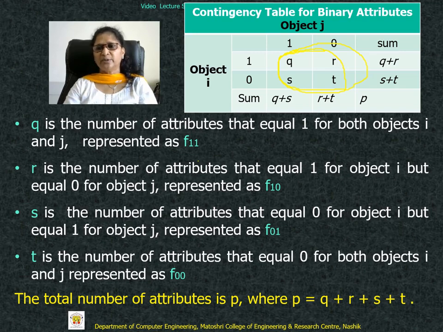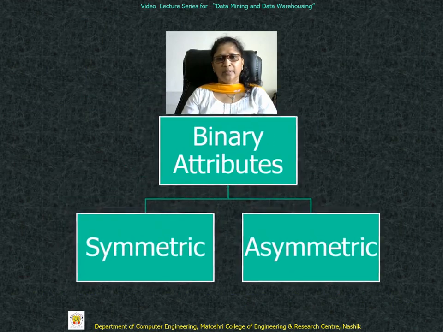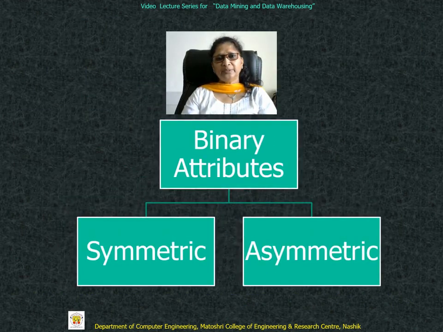Here P refers to the sum of all the four counts. The binary attributes are either symmetric or asymmetric. A binary variable is symmetric if both of its states are equally valuable and carry the same weight. For example, gender. Gender could be male or female, and equal importance is given to all the records having value either 1 or 0.